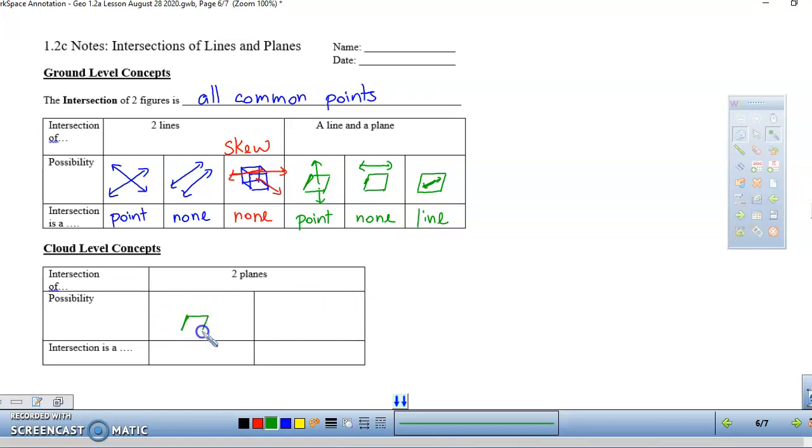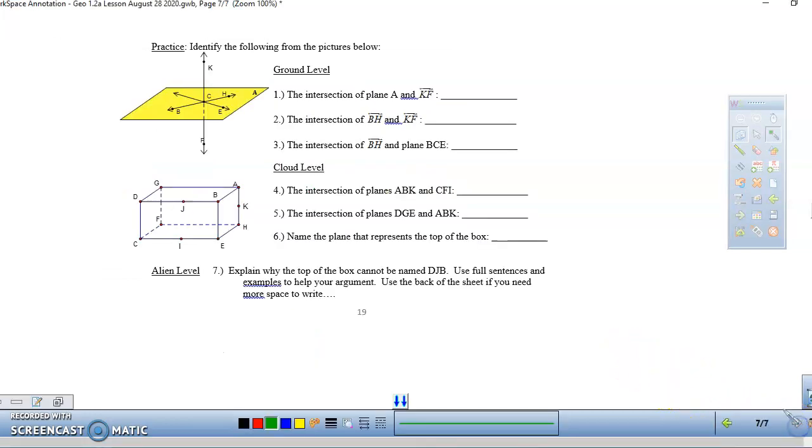Lastly, 2 planes can be parallel, and then there's no intersection, or this is the hard one to draw. You have 2 planes that intersect, and their intersection is right here, and that actually goes on forever, so that intersects at a line. So those are all of your options for intersections. Okay, and if you would like to, you could do this as part of your practice. Those are optional though.